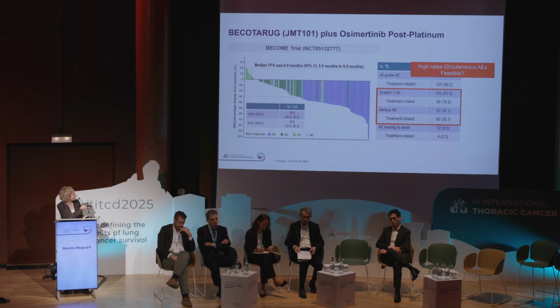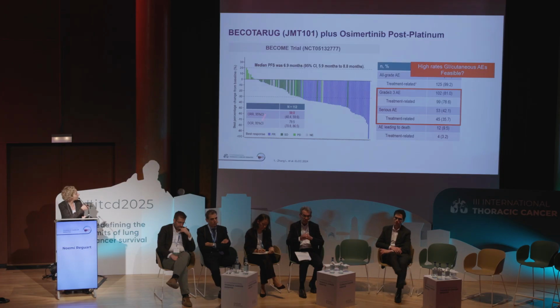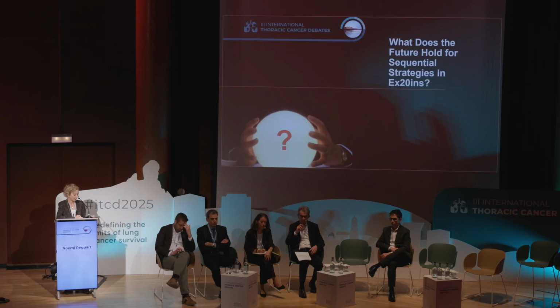Then we have some trials that have studied the dual or combination strategy, blocking the extracellular and the intracellular. This was mentioned before. This is becotaroac, which is an EGFR molecular antibody combined with osimertinib. Also very nice activity, overall response rate 50%, but look here, grade 3 or higher adverse events in 80% of the patients, so it's going to be very difficult to handle in real clinical practice.